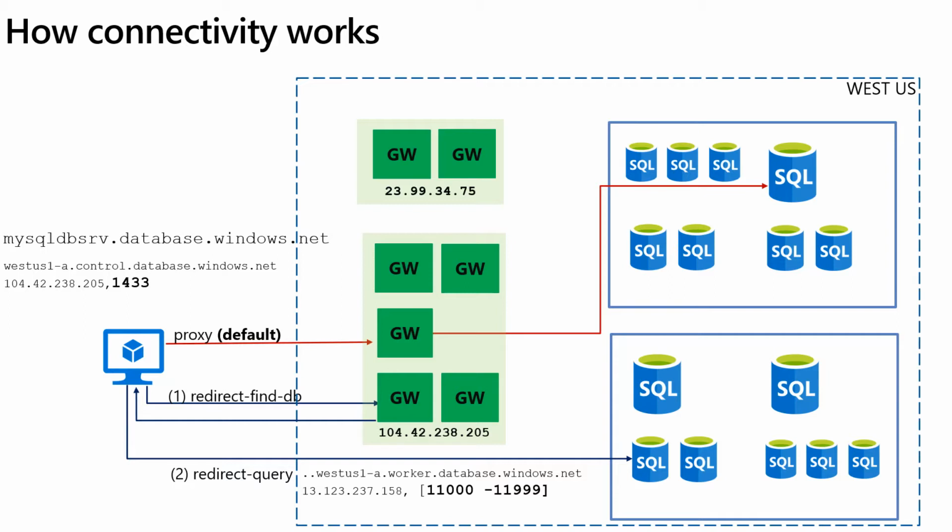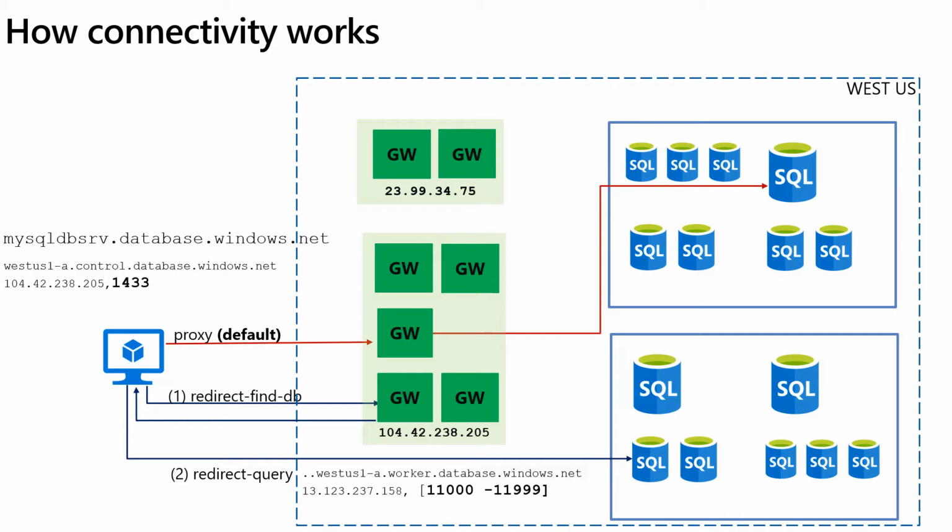However, note that for redirection to work, you need to be able to connect to the entire range of IP addresses for the data center and on ports 11,000 through 11,999, which typically involves working with your IT security team to open that port range. However, the trade-off is there'll be better performance if you use the redirect mode based on your workload. So that's at the very high level how connectivity works.